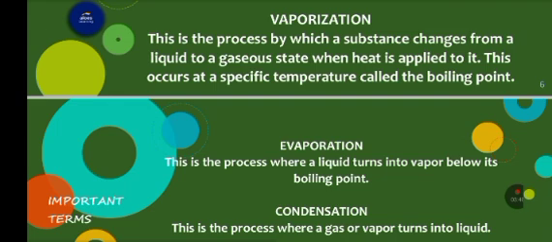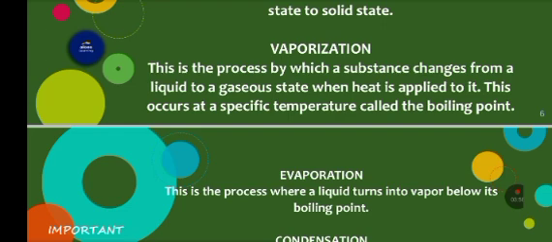Evaporation. This is the process where a liquid turns into vapor below its boiling point. Evaporation is slightly different from vaporization. Vaporization is called boiling, and that occurs at a specific temperature, but evaporation usually occurs over a wide range of temperatures. Please don't confuse them together. Boiling point is a specific temperature, but evaporation can occur over a wide range of temperatures.